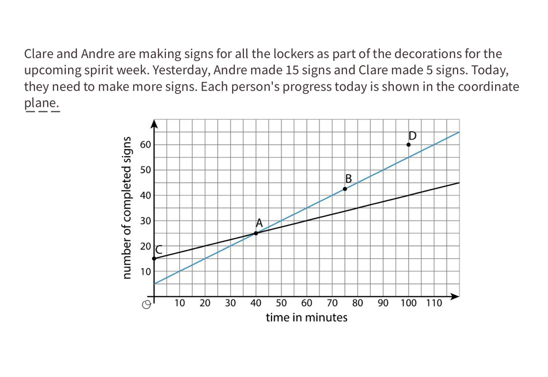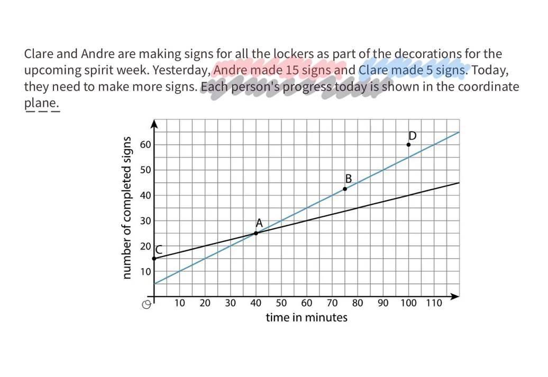So one thing that I want to point out is they're talking about each person's progress today. So if we're talking about today, yesterday is already done, right? So yesterday would be where we started today, right? What we did yesterday would be today's initial value. So I just want to point out what Andre did yesterday. I want to point out what Claire did yesterday because that's going to help us, okay? I want to point those two things out.